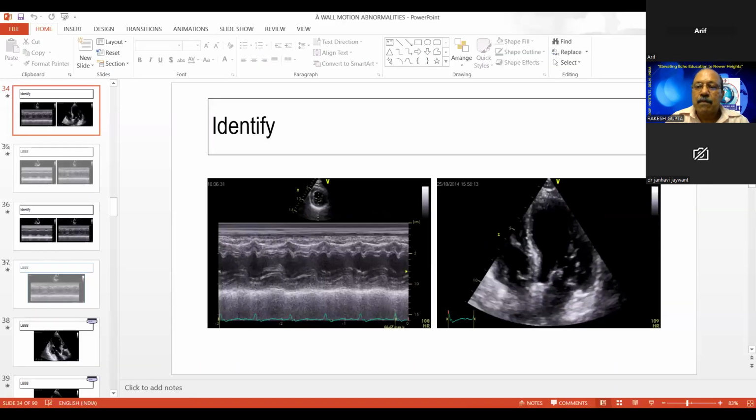Sir, is it possible that just by remembering the shape of E and A and side by side comparing it with E prime, we can grade diastolic dysfunction as grade 1, 2, or 3? Say it again a little louder. Sir, is it possible that just by remembering the shape of E and A and side by side comparing it with the E prime, we can grade diastolic dysfunction as grade 1, 2, or 3? No, certainly not.